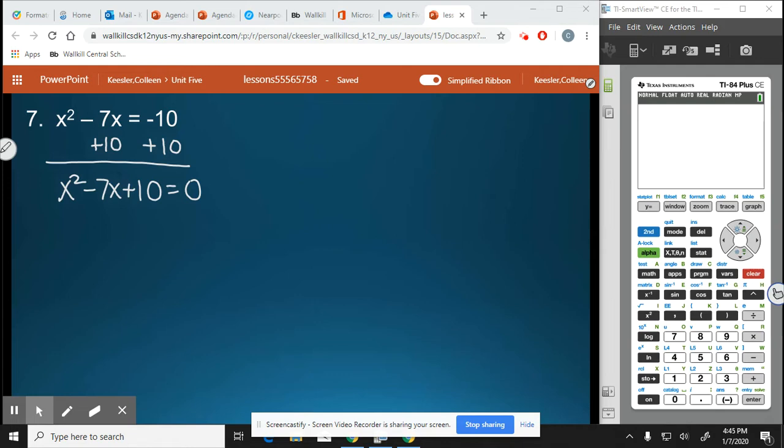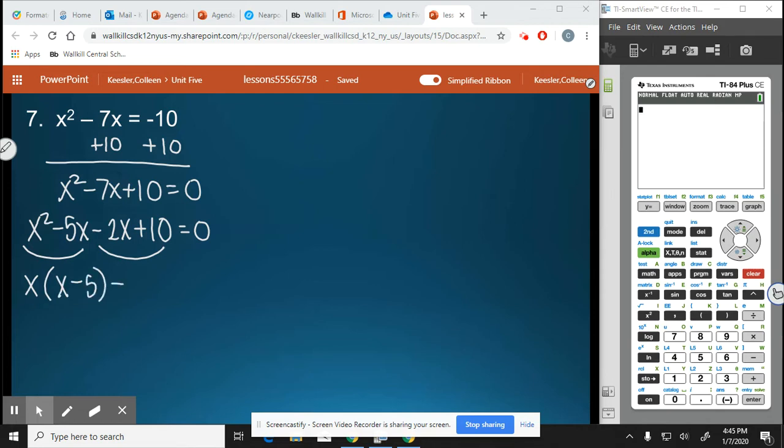So that's negative 5 and negative 2. So x squared minus 5x minus 2x plus 10 equals 0. I substituted the negative 5 and negative 2 for the negative 7. Then I can group. I get x times x minus 5 minus 2 times x minus 5, because 2 times x minus 5 is going to give me that negative 2x plus 10, all equals 0. My common binomial is x minus 5.